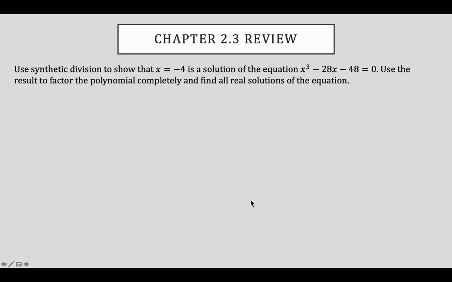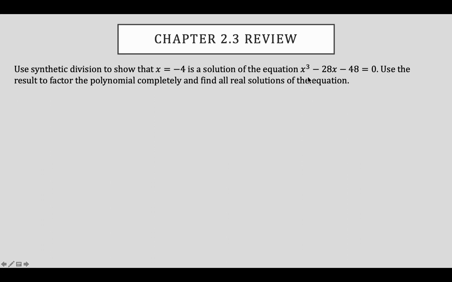Think back to chapter 2.3. Here is a quick review problem, one that you guys have already done. It says, use synthetic division to show that x equals -4 is the solution of the equation x cubed minus 28x minus 48 is equal to 0. Use the result to factor the polynomial completely and find all the real solutions to the equation.